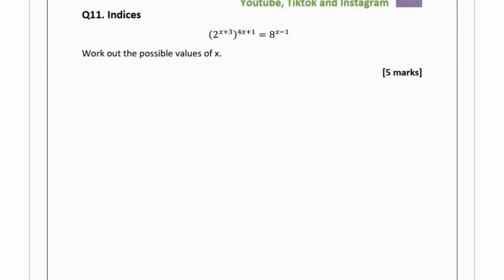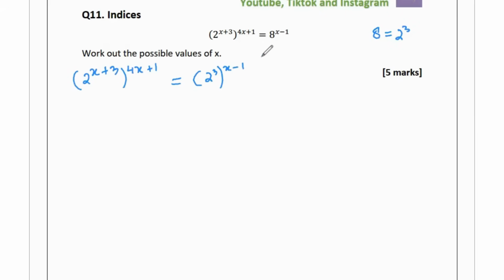For such type of questions, it's always advised to convert all the bases to the same number. Now, obviously, we cannot convert a smaller number into a bigger number, but we can definitely convert a bigger into a smaller number. That's much easier. We know that 8 comes in the 2 times table as well, so we can rewrite 8 as 2 cubed. So that would be 2 to the power of x plus 3, whole power 4x plus 1 over here, and this becomes 2 cubed whole power x minus 1.